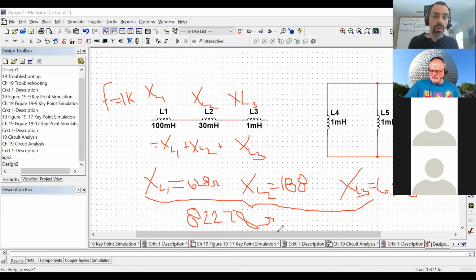So I just went through with you. I gave you some inductors. You found the inductive reactance, and then you found the total inductance of the circuit. So the circuit sees 822.28 ohms of resistance based on a 1 kHz signal. Pretty nice. Not bad. Okay.